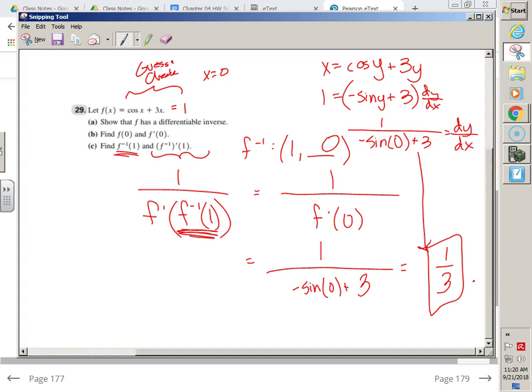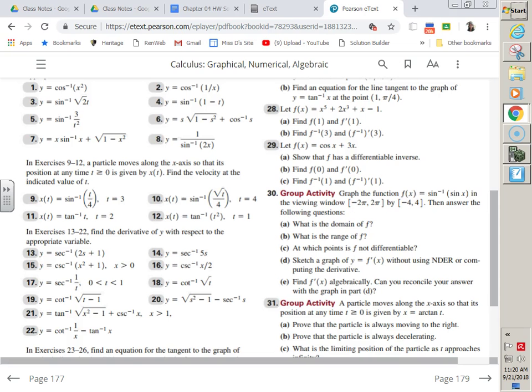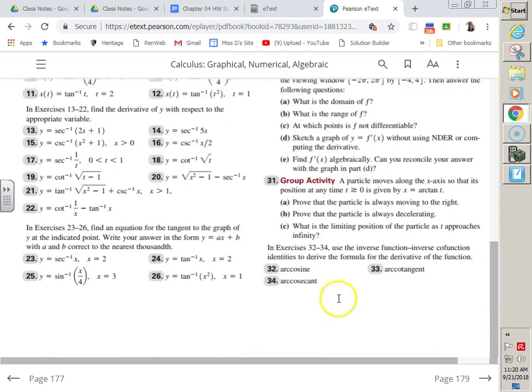Anything else? Evens or odds? We're okay? 38? Oh, next page, sorry.